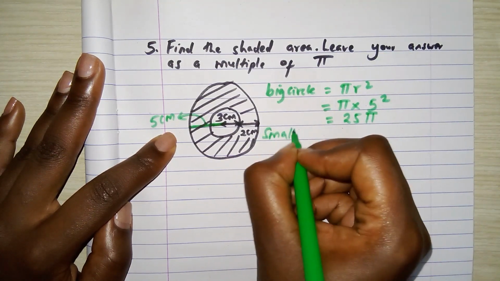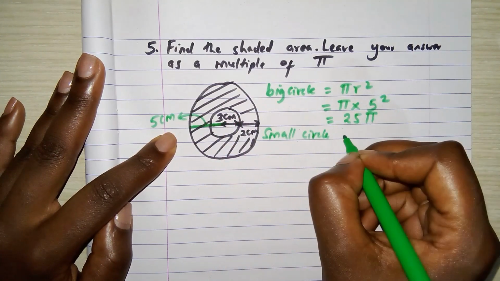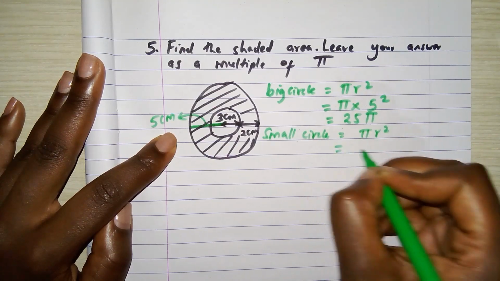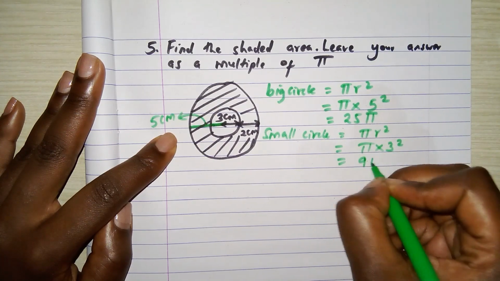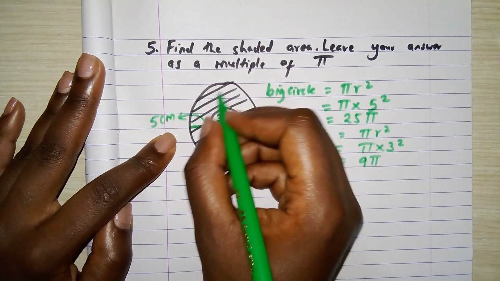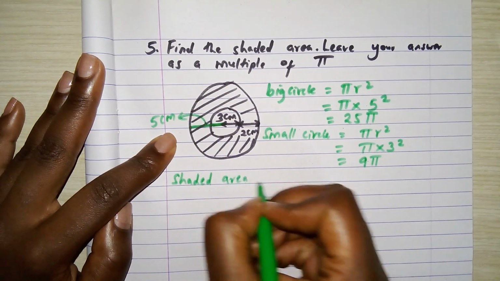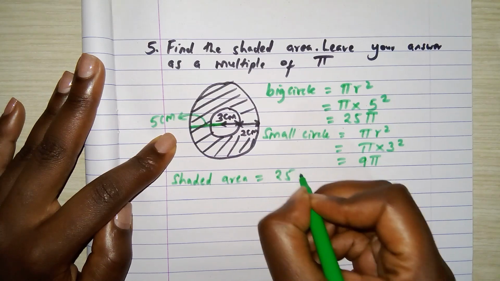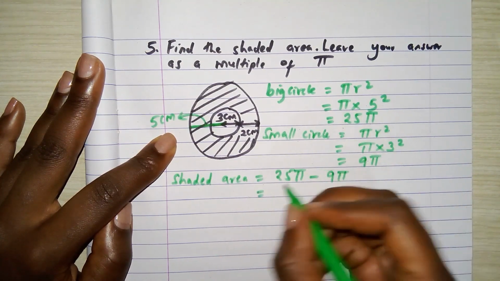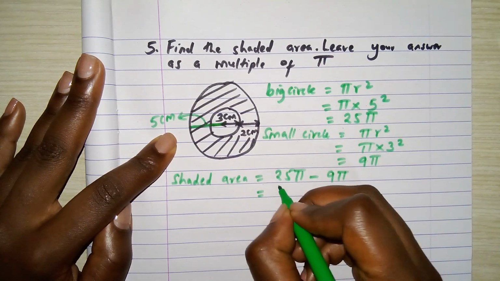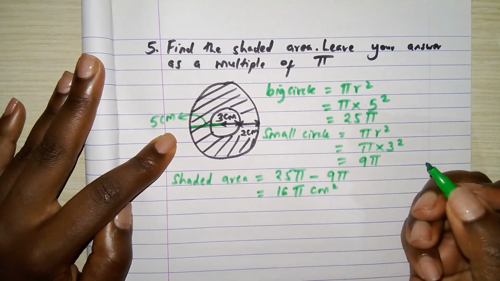And then the small circle, the radius is 3. So pi r squared equals pi times 3 squared. 3 squared is 9 pi. So to find the area of the shaded part, shaded area equals big circle minus the small circle. So 25 minus 9, that would be 16. And then say 16 pi centimeter squared.